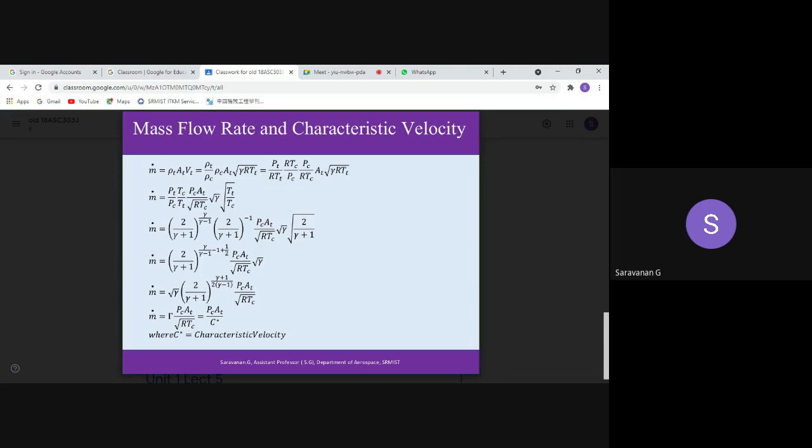So that's why it's nothing but (2/(gamma+1)) to the power inverse. So that is there. The other things have no change: PC At by root RTC, don't touch it, it is as it is. Root gamma also as it is.